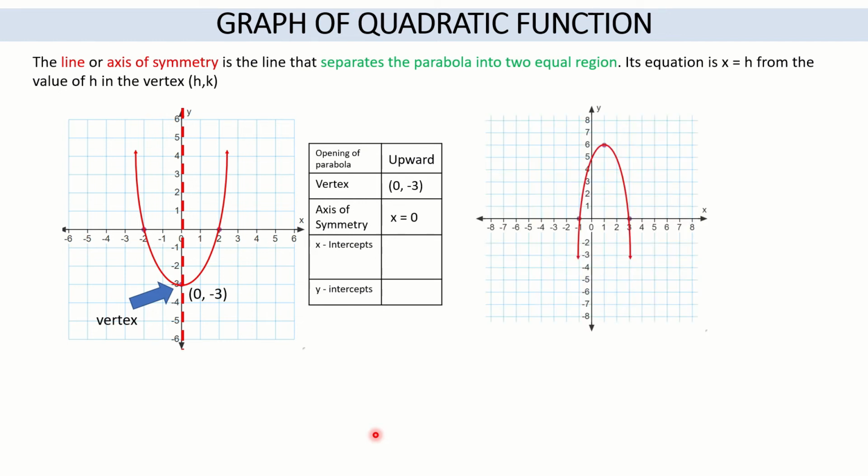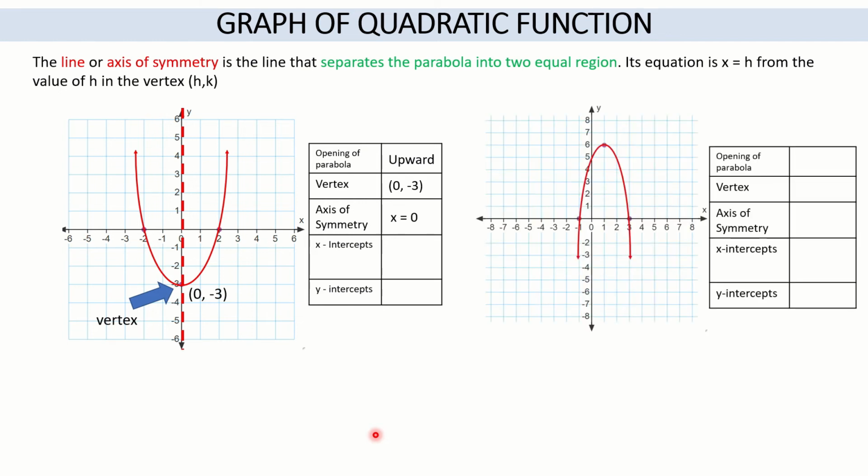In our example number 2, we have a parabola that opens downward and the vertex is at (1, 6). So we're going to draw the line or the axis of symmetry, and we notice that the axis of symmetry is at x = 1 since our h here is 1.